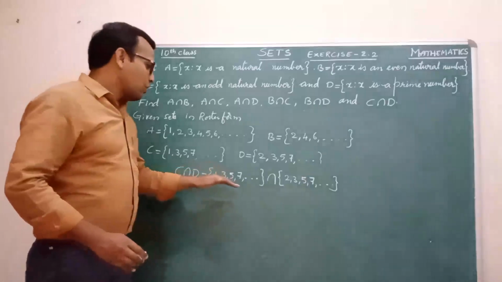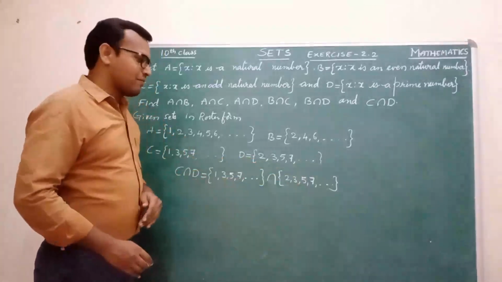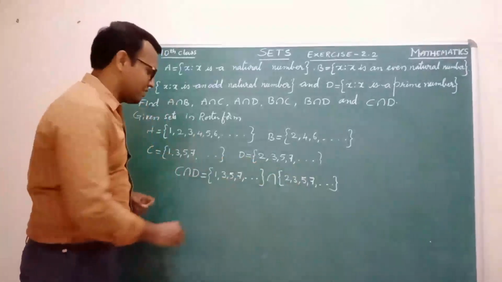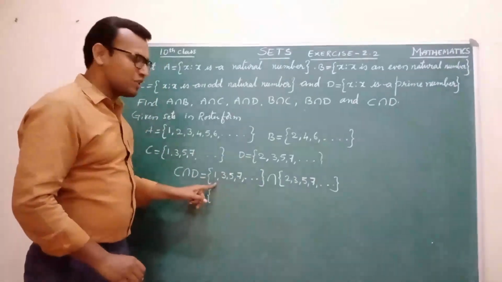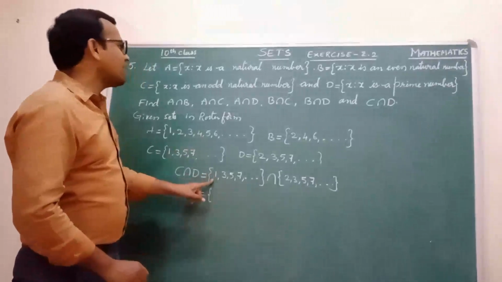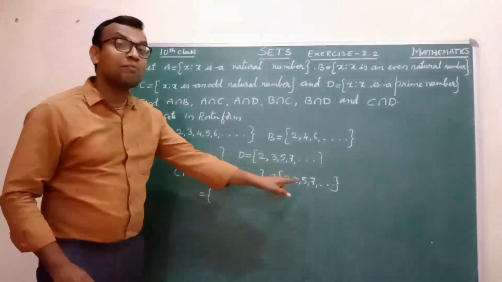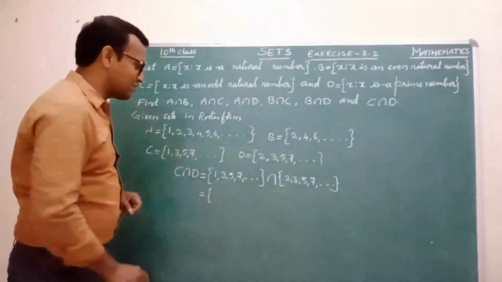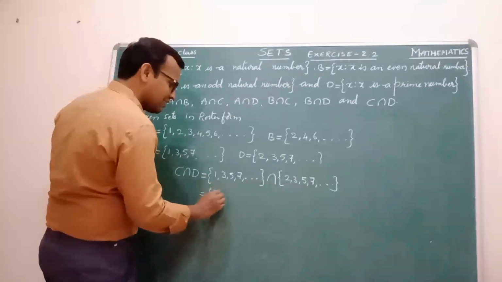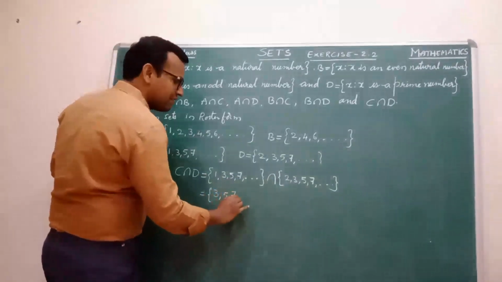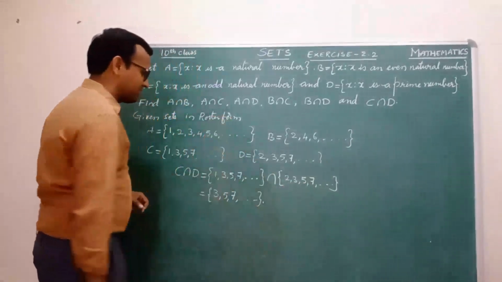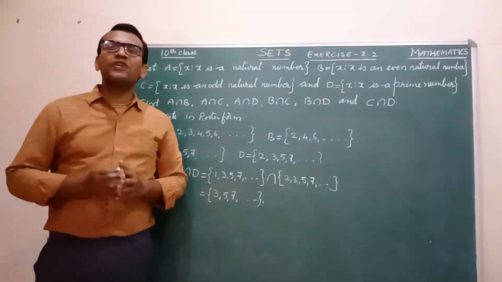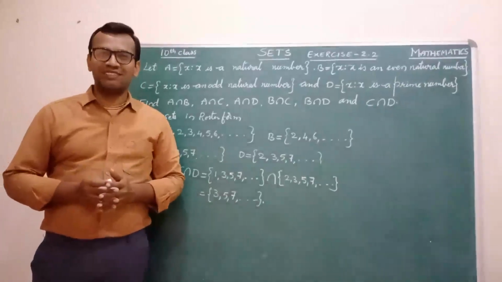Now, out of these two sets, what elements are in common? That we have to write as the intersection. 1 is not common because 1 is an odd number but not a prime number. 1 is not a prime number. 3, 5, 7 are common, and so on. So like this, we can find the intersections of sets.